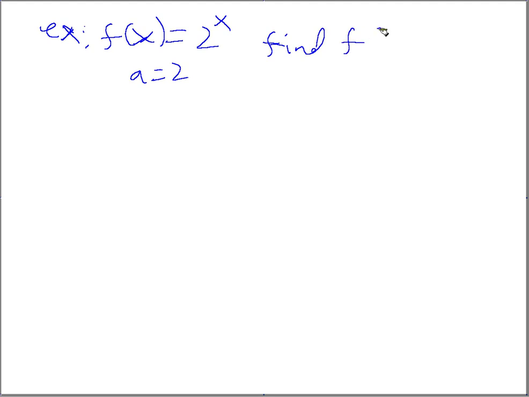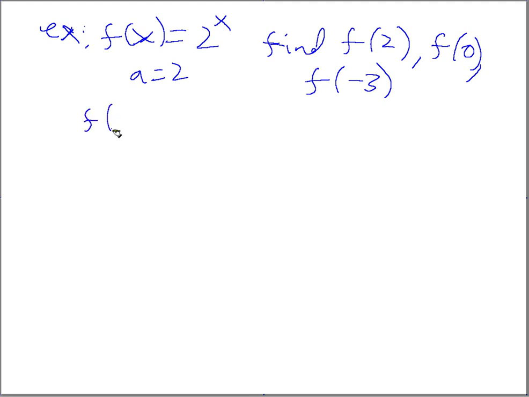Let's take a look at something like f of x equal to 2 to the x. Real simple exponential function. My base is 2, and x is the exponent. Now let's do some calculations. Let's find f of 2, f of 0, and f of negative 3. So we're plugging these three numbers in for x into this function.